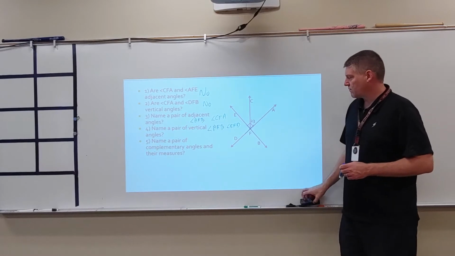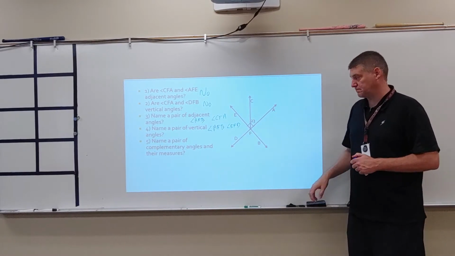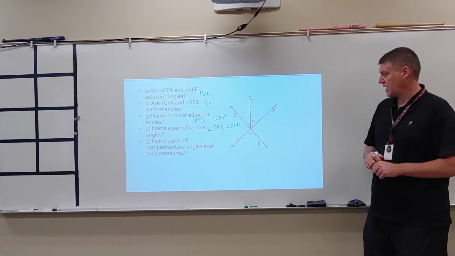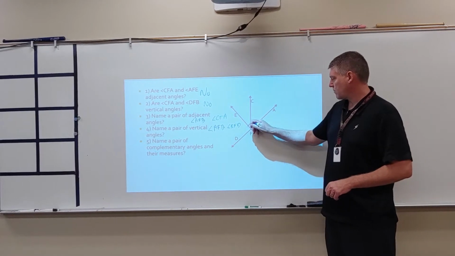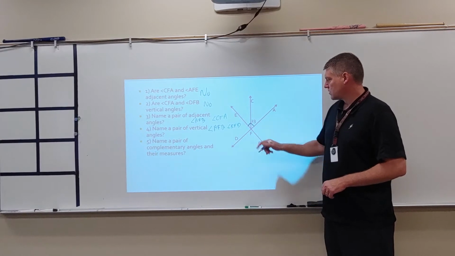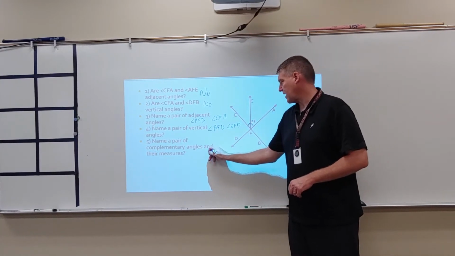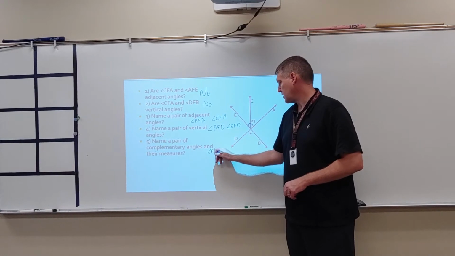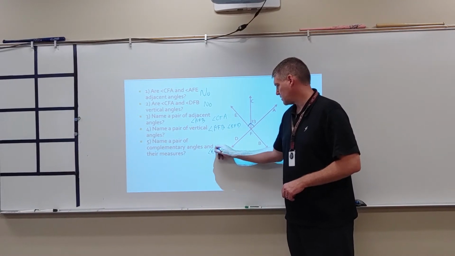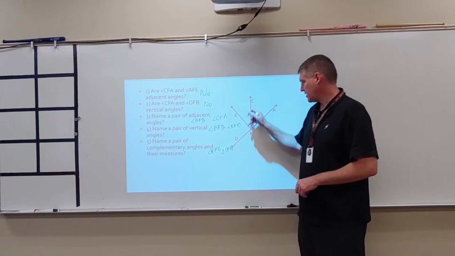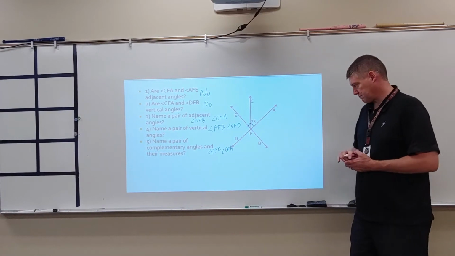Name a pair of complementary angles. If you remember, complementary means they add up to 90. Here's my right angle symbol right here. So here are my two complementary angles: angle EFC and angle CFA. Those are going to be complementary.